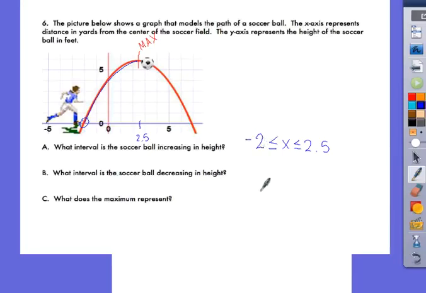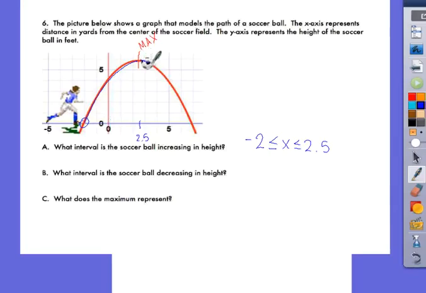It does say that the x-axis represents distance in yards from the center of the soccer field. I was guessing that this would be from the center. So you must be back a little bit from the center of the field. Is that how you're interpreting it? Okay. All right, and then what interval is the soccer ball decreasing in height?